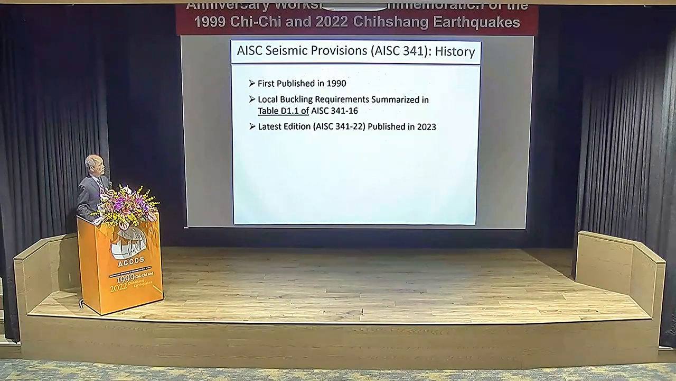Let's first take a quick look at the history of AISC 341. The first edition was published in 1990, and over the years it has gone through different revisions and updates. Up to the 2016 edition, AISC 341-16, the local buckling requirements are contained in Table D1.1. The latest edition, the 2022 edition, was released to the public a few months ago.